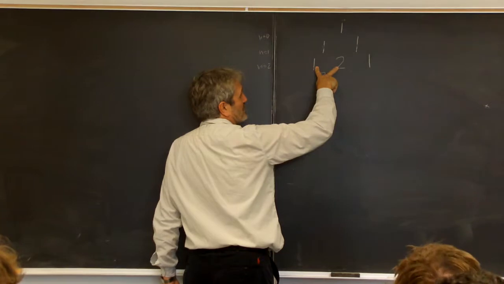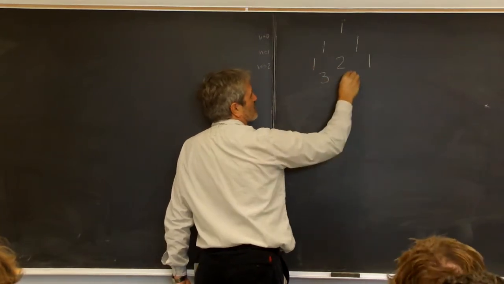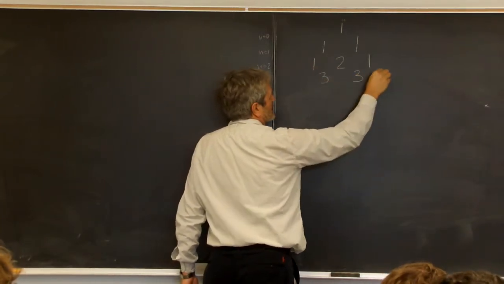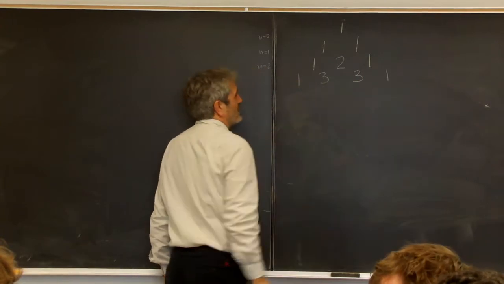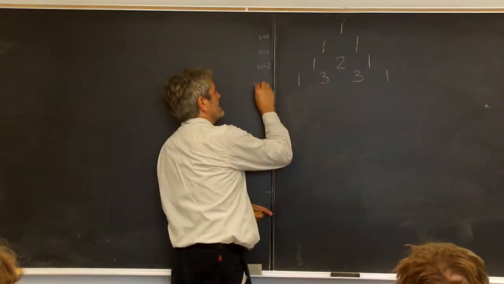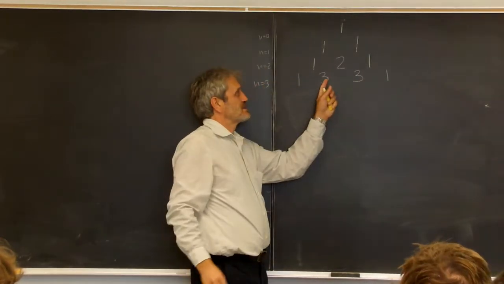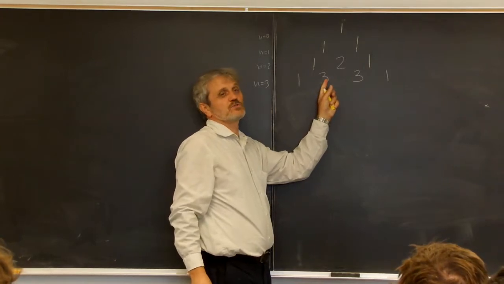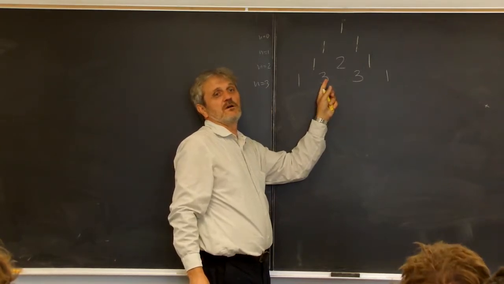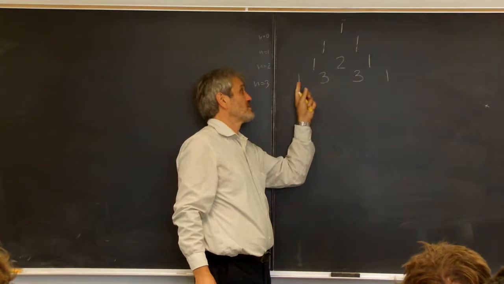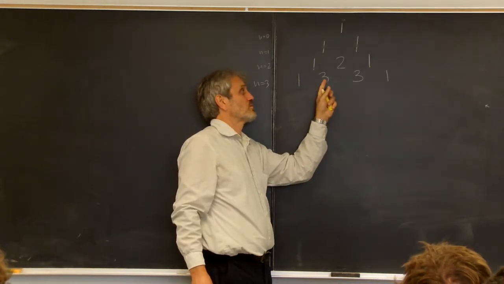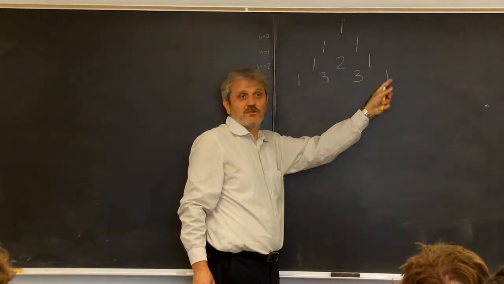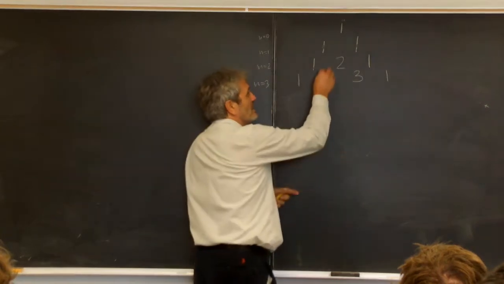2 members on the previous level with the next one, and then 3, and then 1, 1. What is this? Is this 3 choose 1 or 3 choose 2? 3 choose 1. No, you start with 0. This is 3 choose 0, 3 choose 1, 3 choose 2, 3 choose 3. This is 3 choose 1.